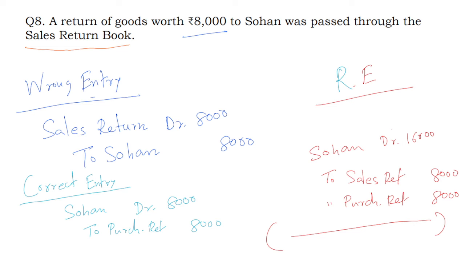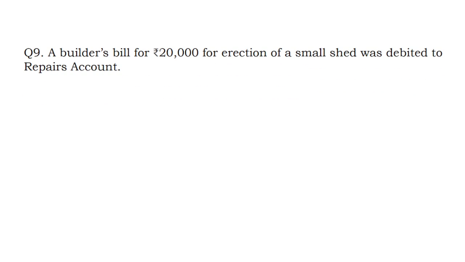So moving to the next question. Now a builder's bill for rupees 20,000 for erection of a small shed, erection of a small shed means there is an addition in the building, was debited to repairs account. Okay, again just like the wages account, this entry was a wrong entry and the right entry is there. So it is debited to repairs account, but it should be erection of a small shed. Okay, means it is a part of the building. Means building account should actually be debited.